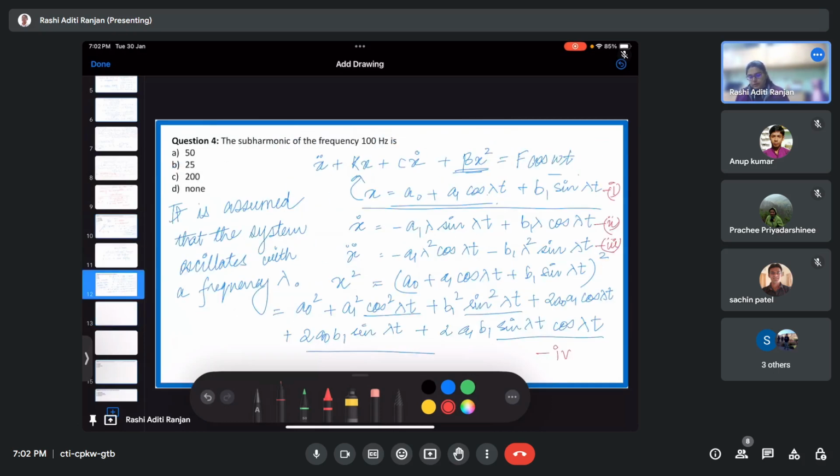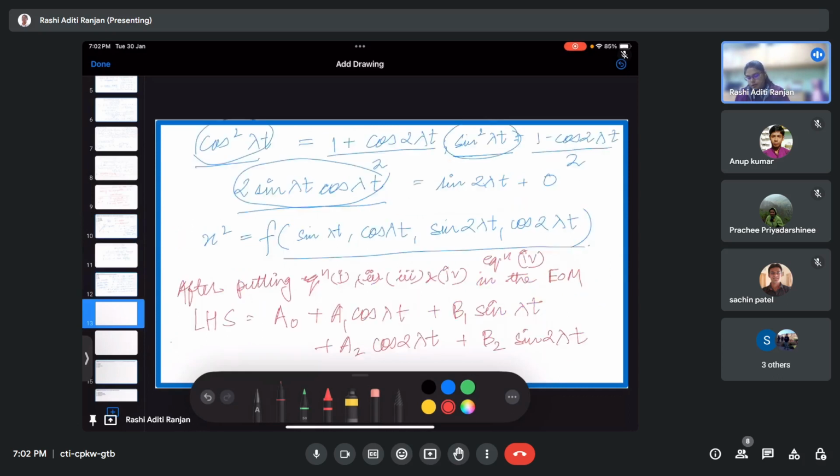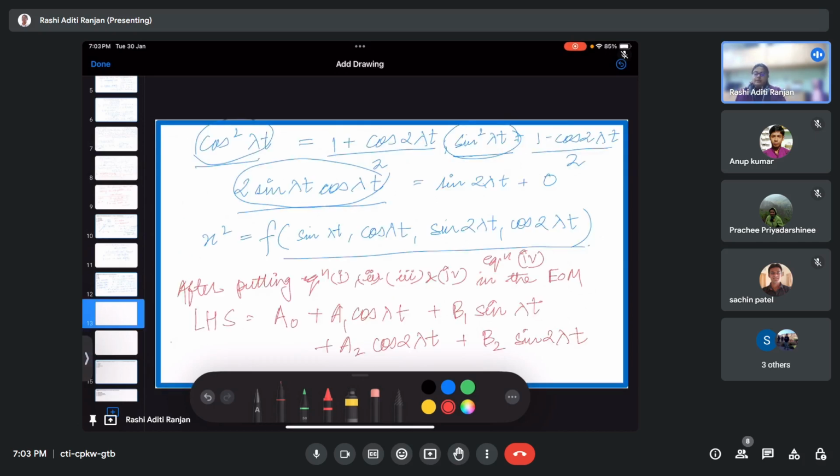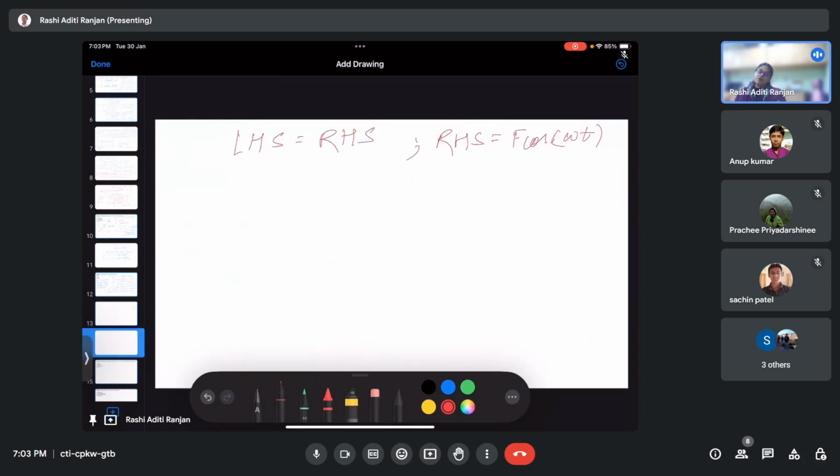wait, I have considered cos here, right? So I'll write cos of omega t, correct? So since this LHS has a coefficient of cos lambda t and sine lambda t, but our RHS has cos of omega t. So what does this mean?